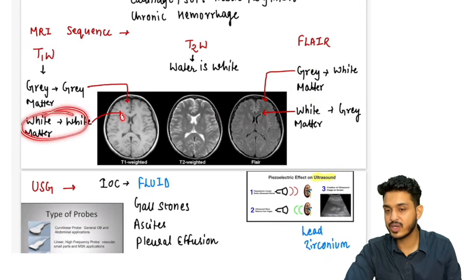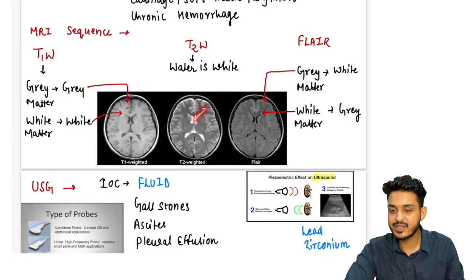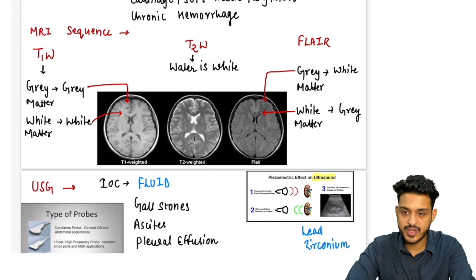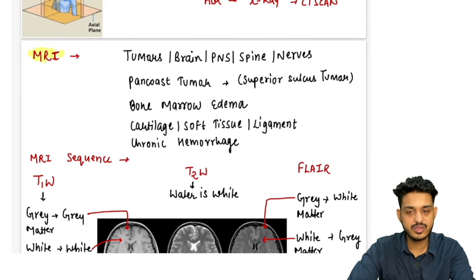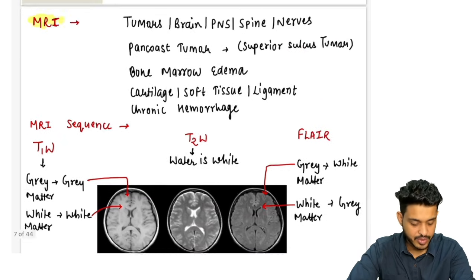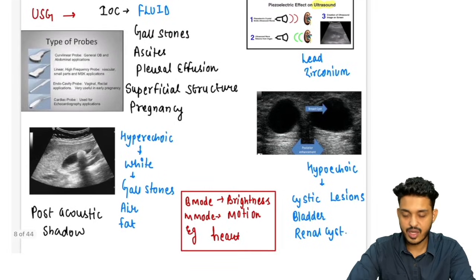White matter is appearing white, this is T1 weighted. Water is white, this means it is T2 weighted imaging. Right? So MRI we are going to do generally for the soft tissues, for the brain, for the tumors, for the spine. Right? This thing we are going to do MRI. Then we have got ultrasound.